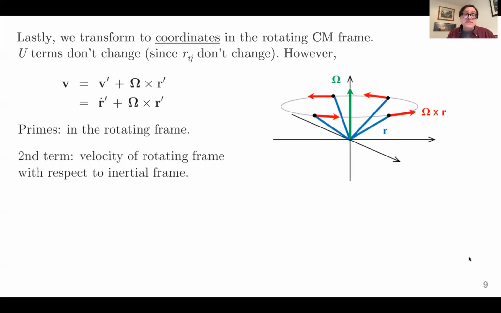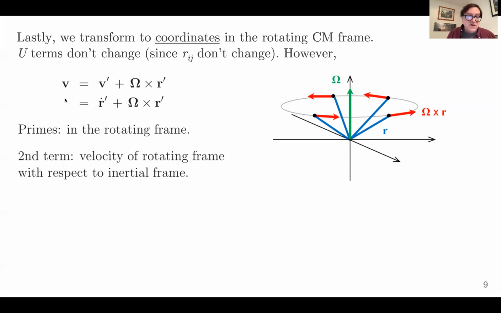The other step is to transform the coordinates into the rotating frame coordinates. That only affects the kinetic energy term. The potential energy term doesn't change because the potential energy terms only depend on the relative distances between particles, and that quantity doesn't depend on what frame you're looking in. Relative distances are always fixed, but the velocity, of course, does depend on what frame you're in. So you have to transform.